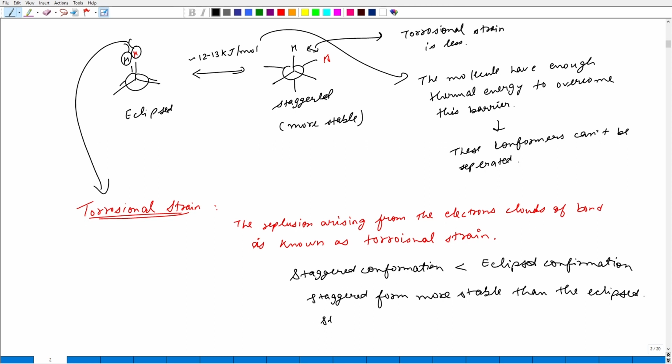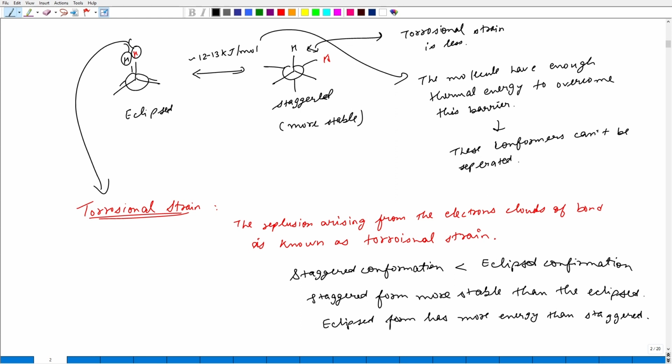Or we can say the eclipsed form has more energy than the staggered. Simple, those which have more energy will be less stable. Staggered is more stable. Okay. So, this was about the torsional strain.